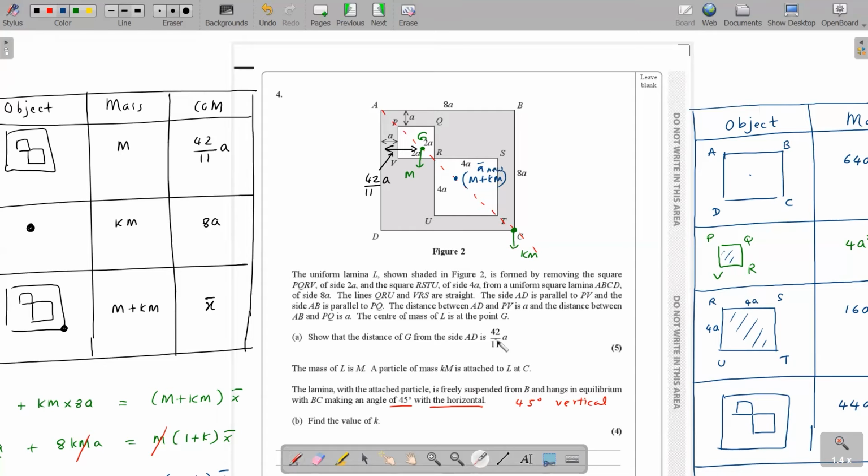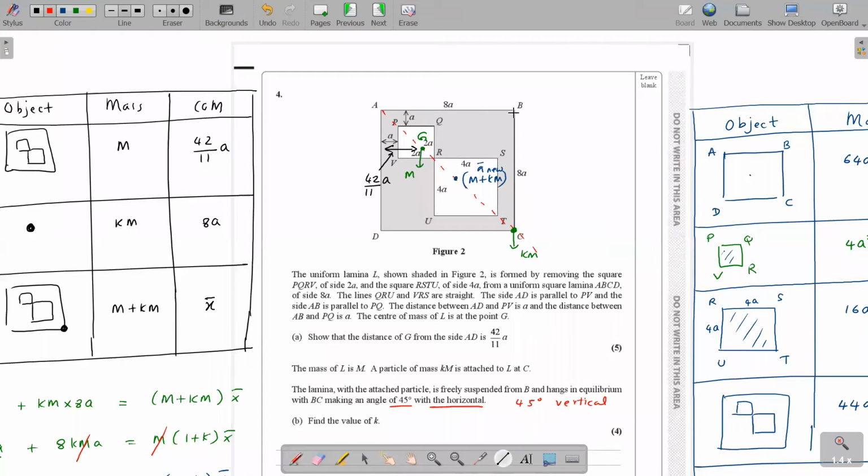Okay, and then they say an additional thing. Now you pinpointed that the new center of mass is on the line AC, on the line of symmetry. And then they say that when you hang this from B, the side BC makes an angle of 45 degrees with the horizontal. Or in other words, the side BC makes an angle of 45 degrees with the vertical. When you hang it from B, are you with me?